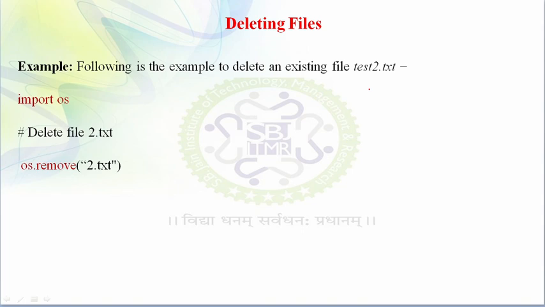Let's see this with the help of an example. Suppose you want to delete the file 2.txt. For that, you have to first import the OS module by using import os, and then you will write os.remove, and in double quotes, in parenthesis, you will write the file name. Here we have written the file name as 2.txt. So when you execute this program, it will definitely remove the file 2.txt from your directory, and if again you try to remove it, it will show the error that your file has been deleted, it does not exist. So this is all about today's lecture.